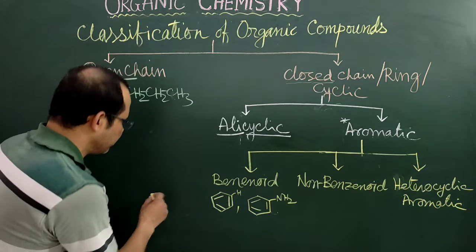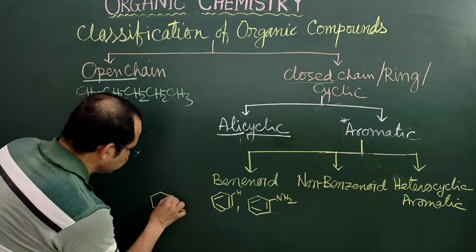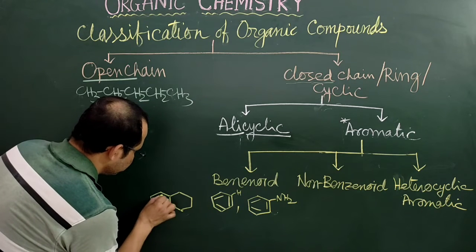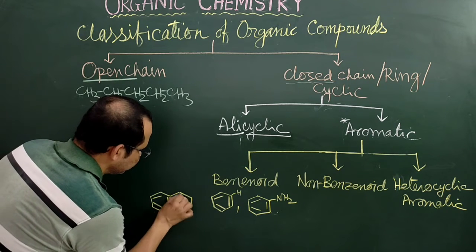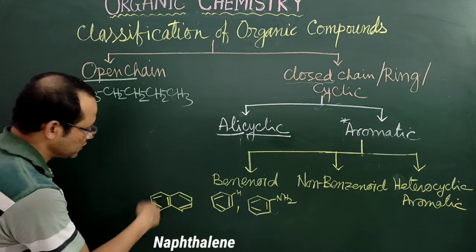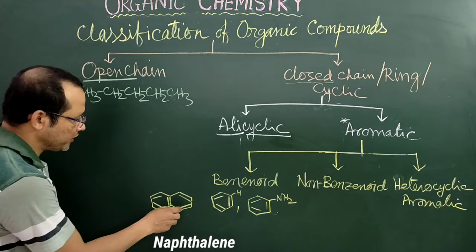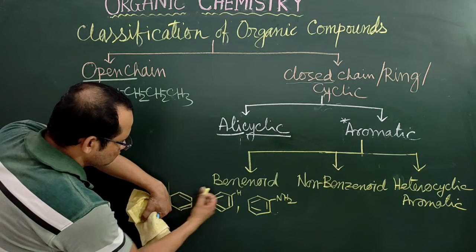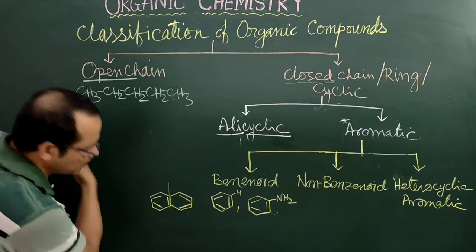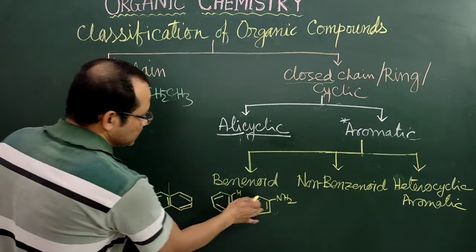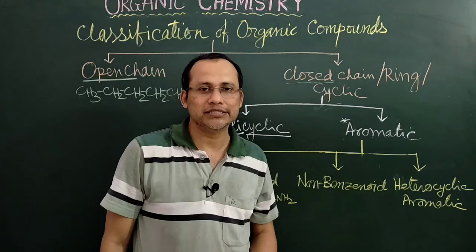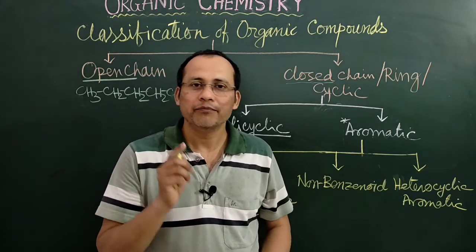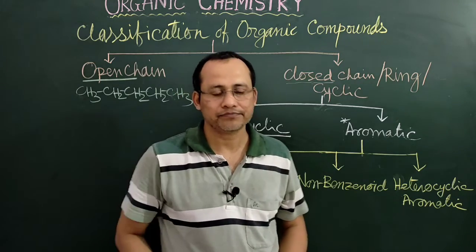Another common example will be like this: two benzene rings fused together. This one also contains alternate double bond and single bond. So this is also one benzenoid type of aromatic compound, since this portion is one benzene ring and this is another benzene ring. So these and many more to come, all these are aromatic compounds which are benzene like, so they are called benzenoid in nature.